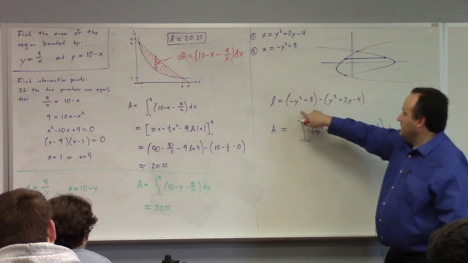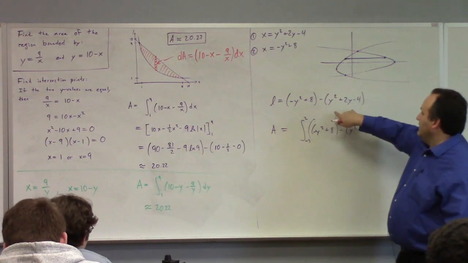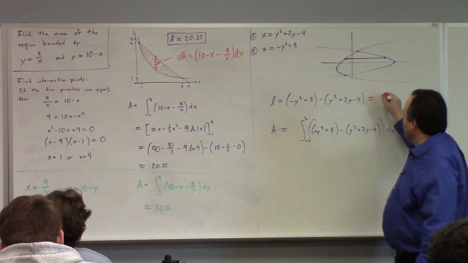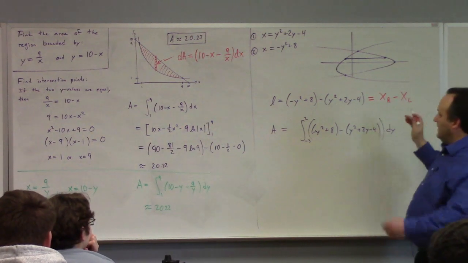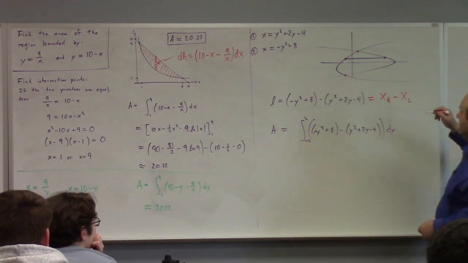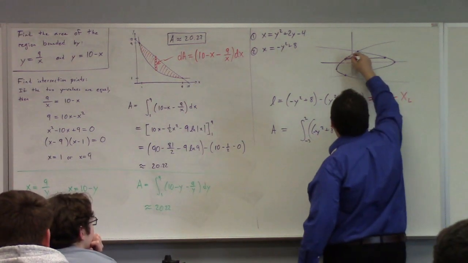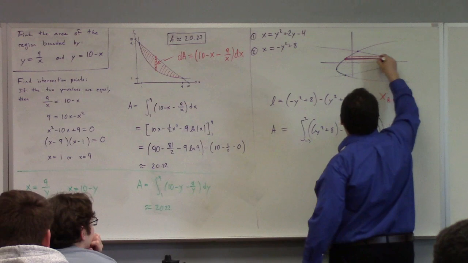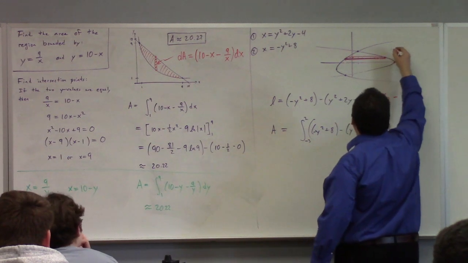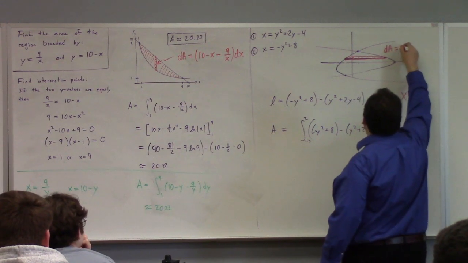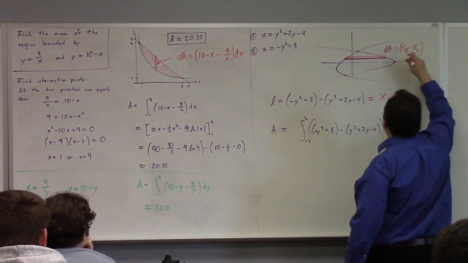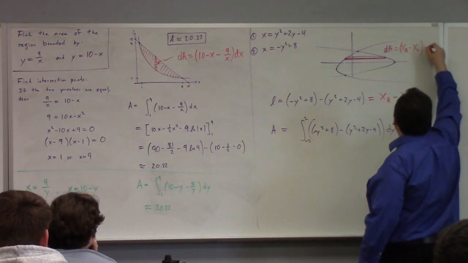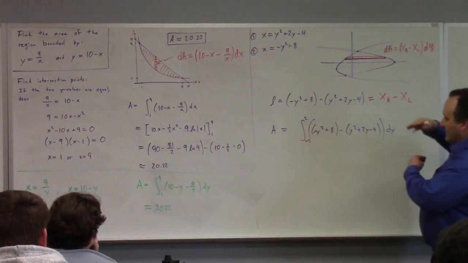When we talk about it next week, I'll say that this is like the right x minus the left x. That gives you the width of the approximating rectangle. The approximating rectangle here would look like this. So dA would be the right x minus the left x. What's the thickness of the rectangle? Now instead of dx, it's dy. Right? dy is the thickness.